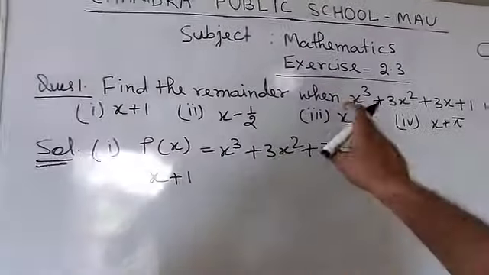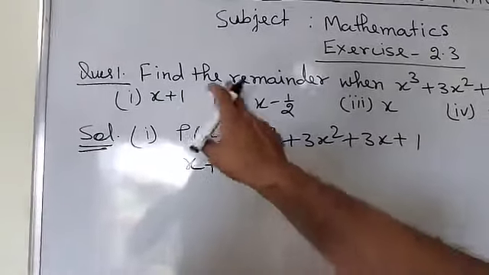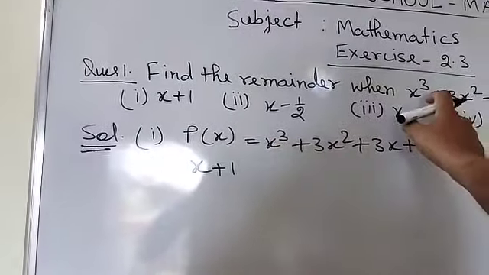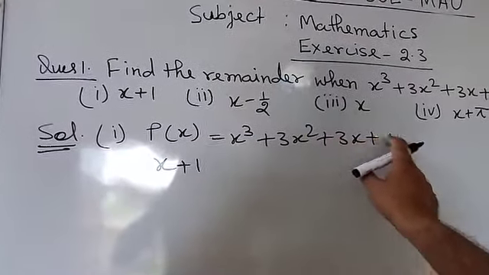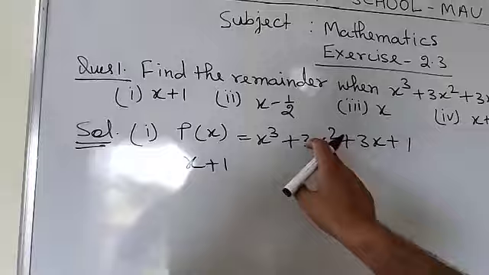What is the dividend here? That polynomial which you are going to divide by x plus 1. So dividend equal to x cube plus 3x square plus 3x plus 1, and by which polynomial you are going to divide?